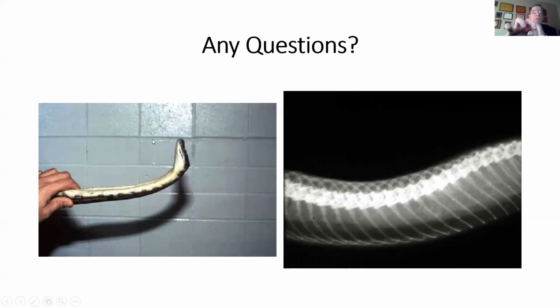This is from John Atkinson of a snake with ankylosing spondylitis, which you might guess would be pretty disabling for that snake.